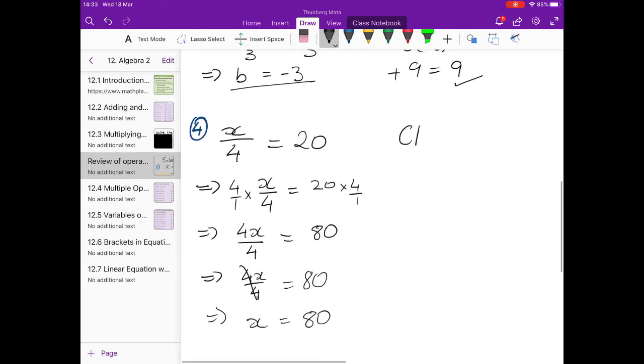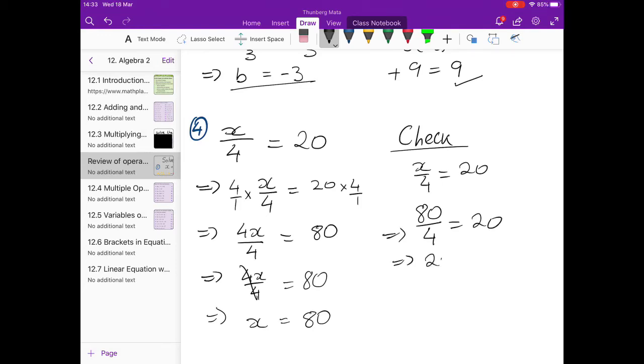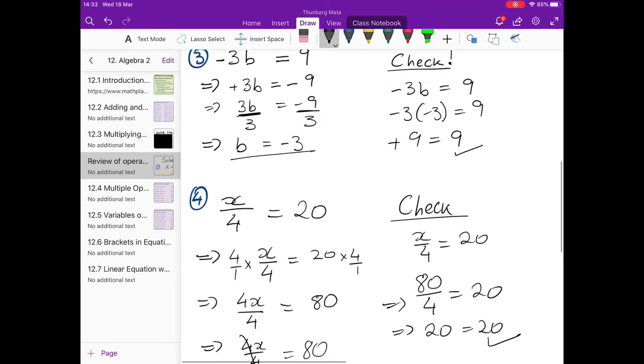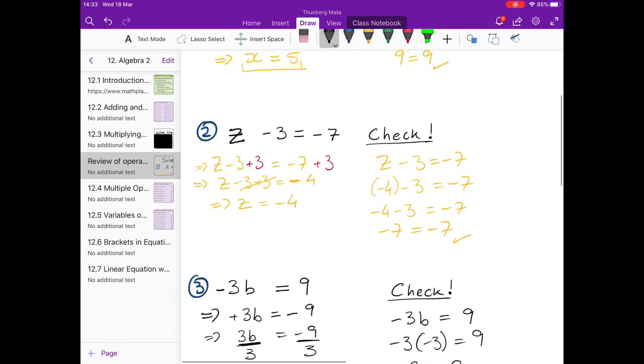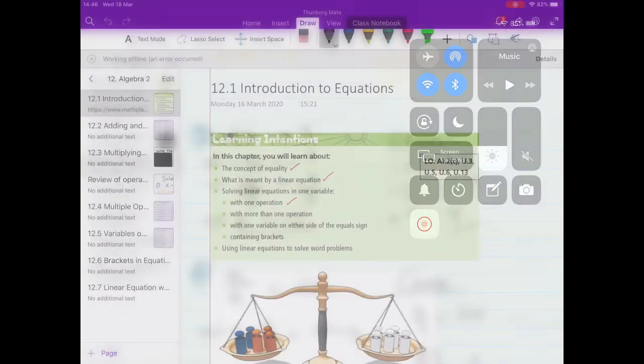So now I have to check my answer, just like before. So I have x over 4 is equal to 20. Then I'll have 80 divided by 4 is equal to 20. And 80 divided by 4 gives me 20, so 20 is equal to 20. So I know that's true, so I've solved the equation correctly. That is our review done of the work we did yesterday.